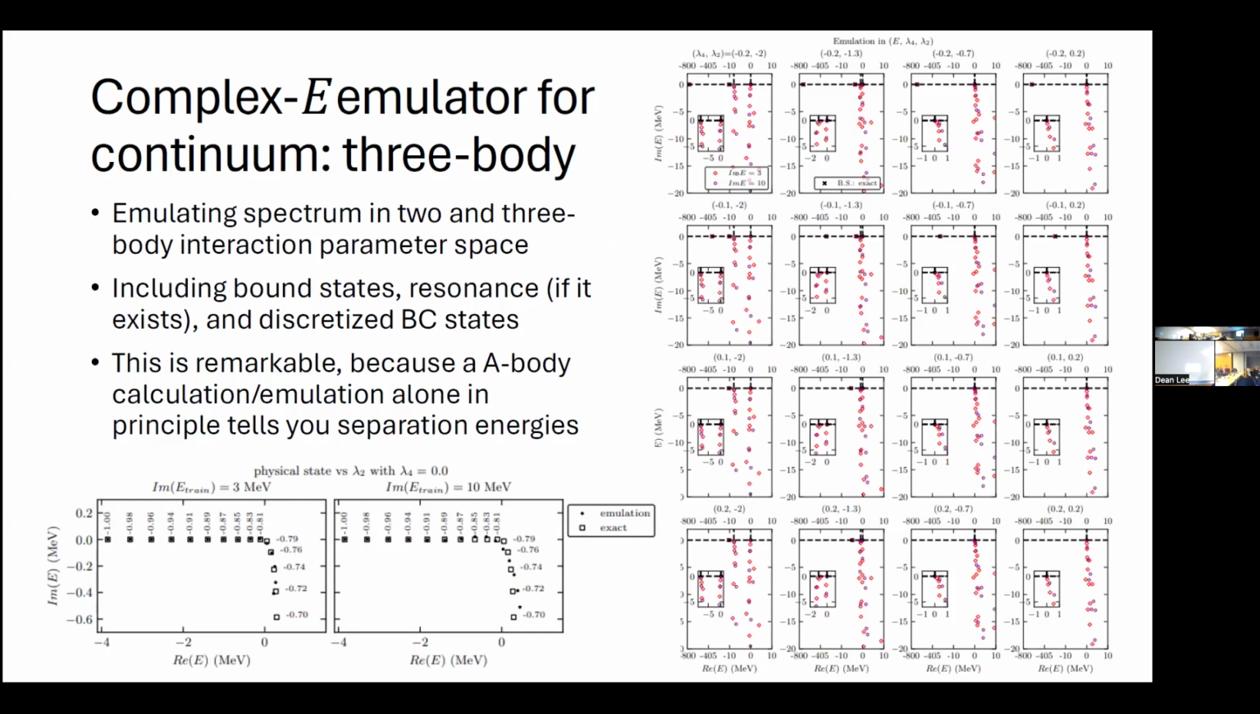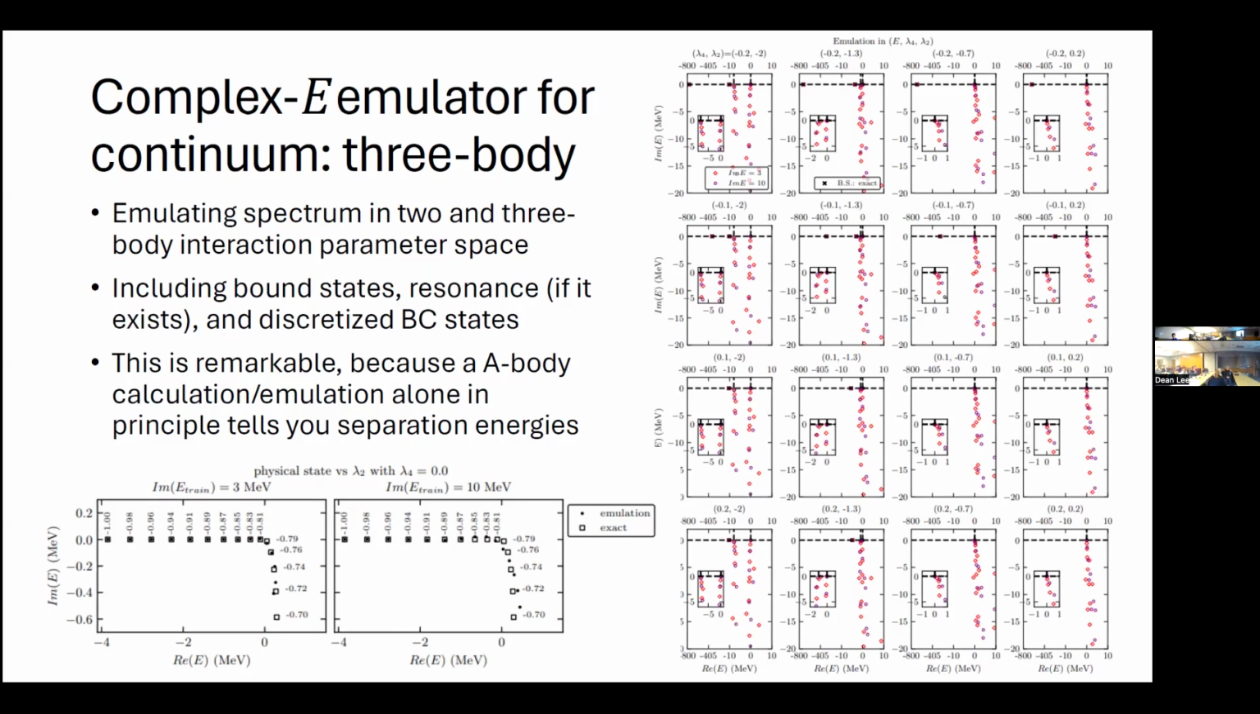Now here you don't need to go into detail. You actually can emulate the full spectrum for lambda 2, lambda 4, 3-body interaction, 2-body interaction. You can get a global view about how those points evolve with parameters. Now, you can emulate bound states, resonances, and also discretized branch cut states. So of course, if you can identify resonances, you can start tracking, for different parameters, how these poles move from bound state to resonances or the other way around, okay?